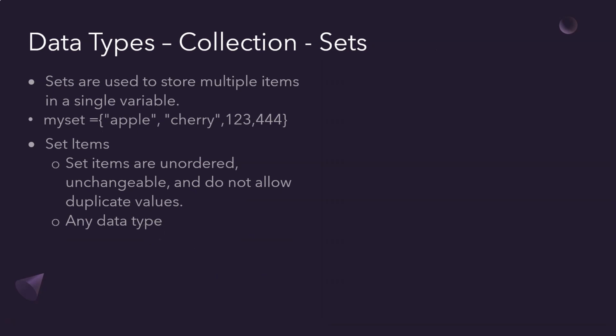Another data type under collection is sets. So sets also use a curly bracket as it is shown here, and it can store multiple values. So all the items in the sets are unordered, unchangeable, and do not allow duplicate values. And it can store any data type. So you can see we are storing string and numbers in the set.